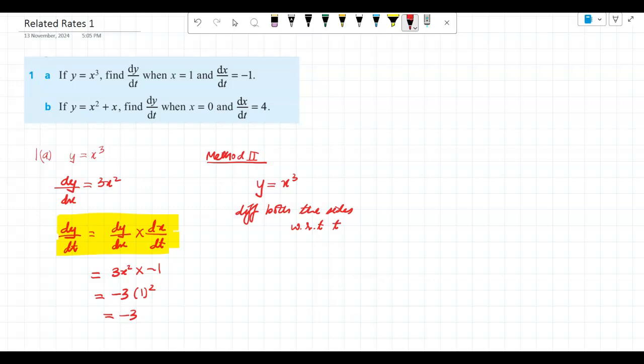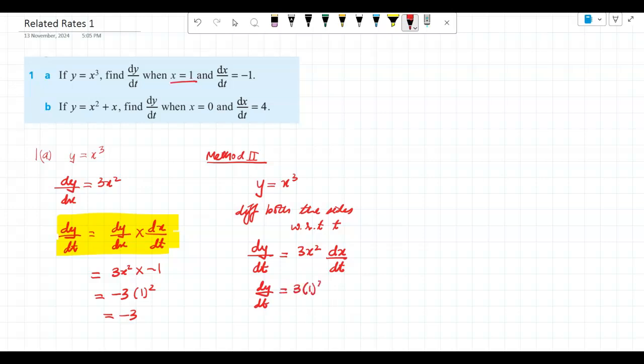So what is the derivative of y? dy by dt. What is the derivative of x cube? 3x square into dx by dt. Chain rule. Because that's not t, no? So into dx by dt. And then you substitute. So we are finding dy by dt. What is the value of x?